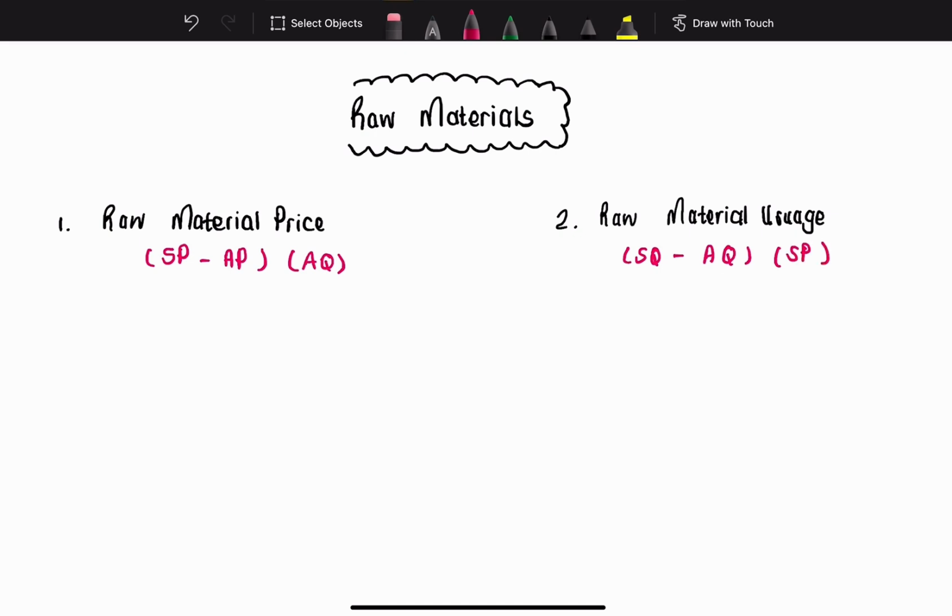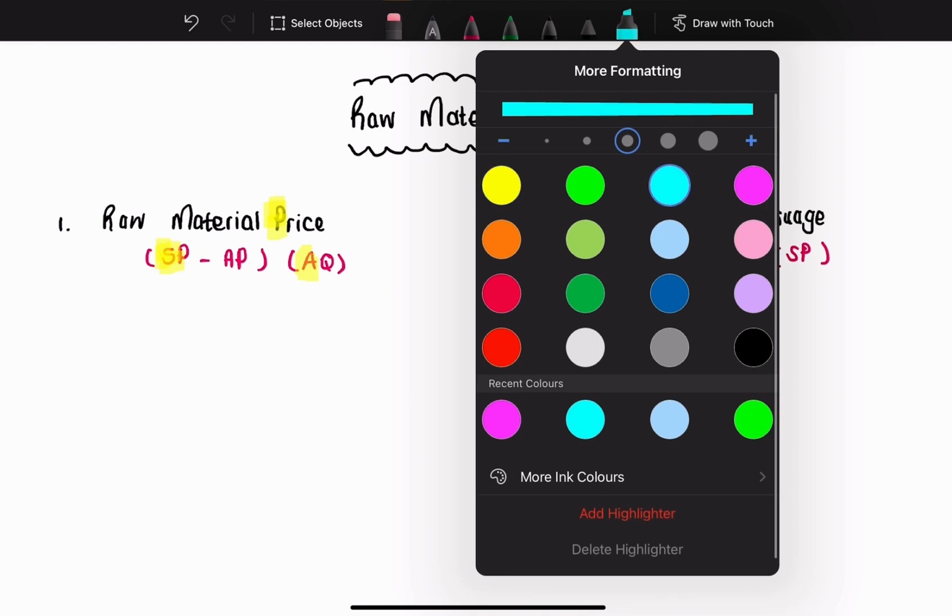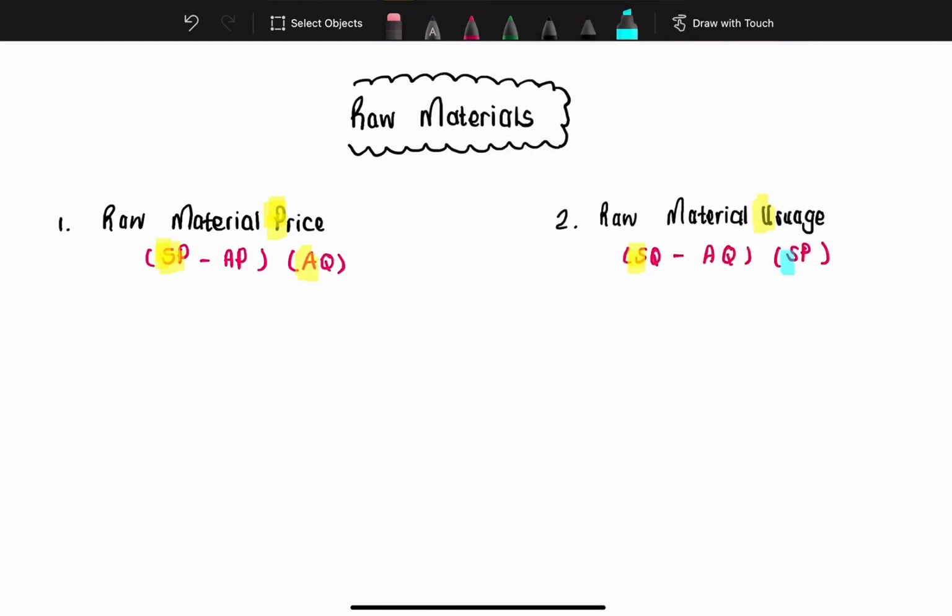A nice way to remember this is that we are always beginning with our standard. Because P comes before U, it will be actual first. So the first comes before the other. The A will come first and then your S will follow. Usage comes after. A again comes first, and then your standard, which is after, follows.